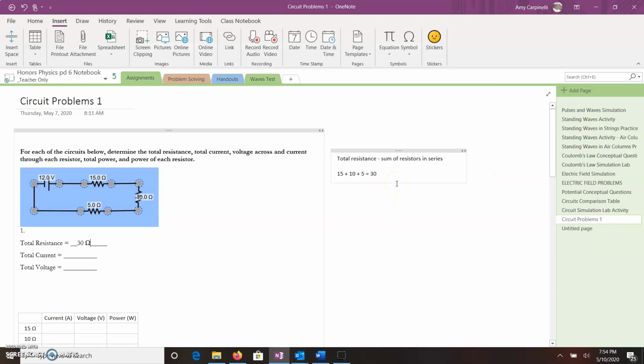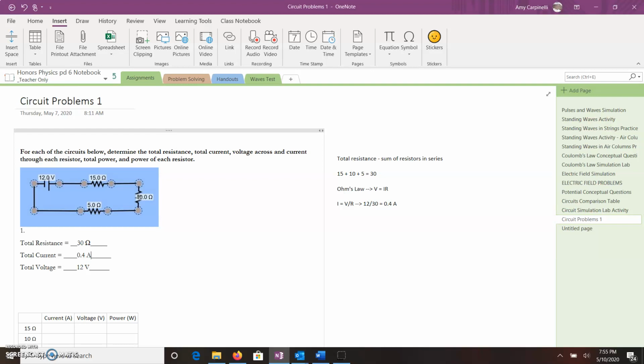Now that I know my total resistance, I'm going to be working with Ohm's law to find my current. My total voltage is whatever the battery says. My battery says 12, so that's my total voltage. Ohm's law states that V, my voltage, equals I, my current, times R, my resistance. So my total current is going to be my voltage divided by my resistance, or 12 divided by 30 gives me 0.4, and the unit for current is the ampere, or we can just say amps. So I've got 0.4 amperes.